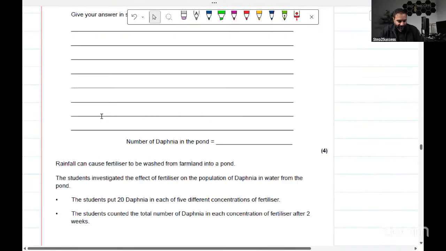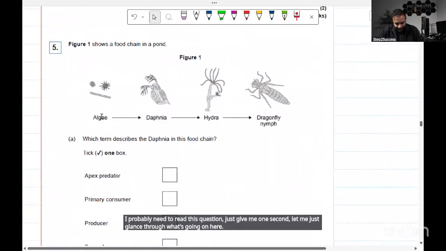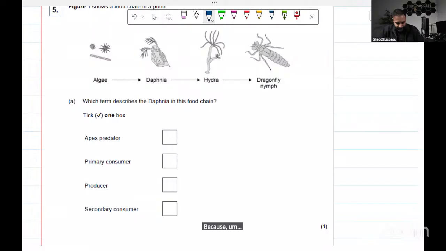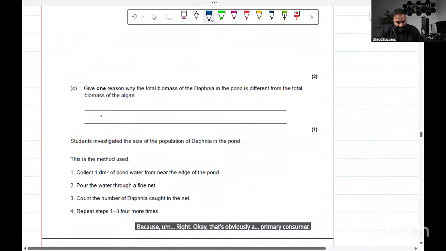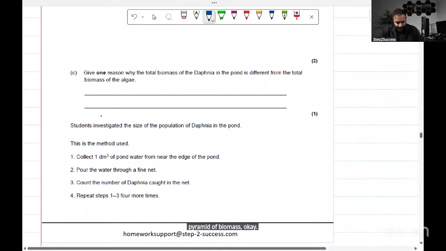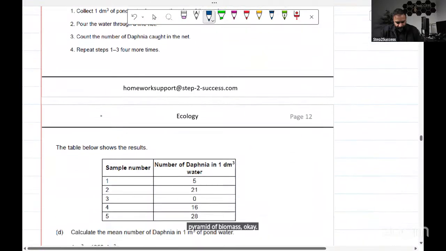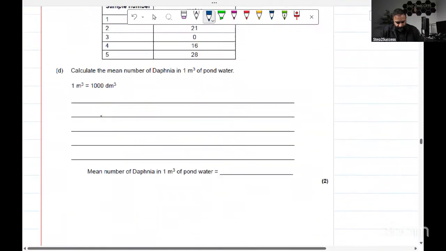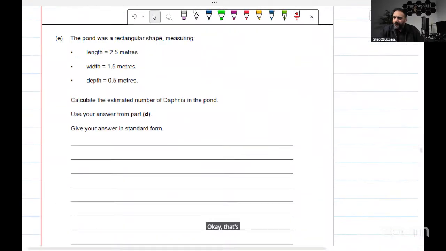I probably need to read this question. Just give me one second. Let's glance through what's going on here. Right, okay, that's obviously a primary consumer, pyramid of biomass. Okay, that's all. Hopefully nobody's asked me that because I think it's not that difficult.